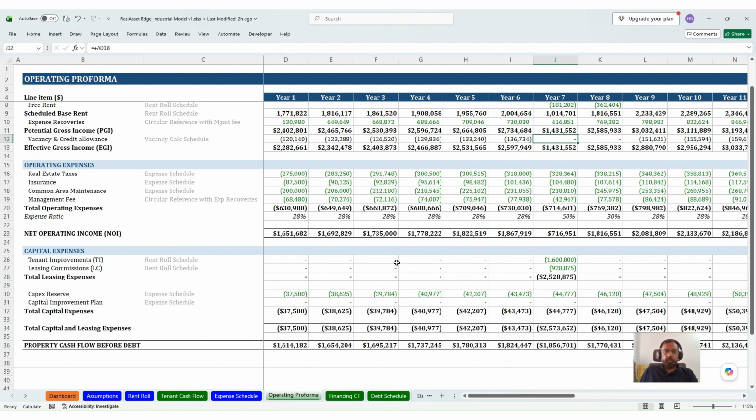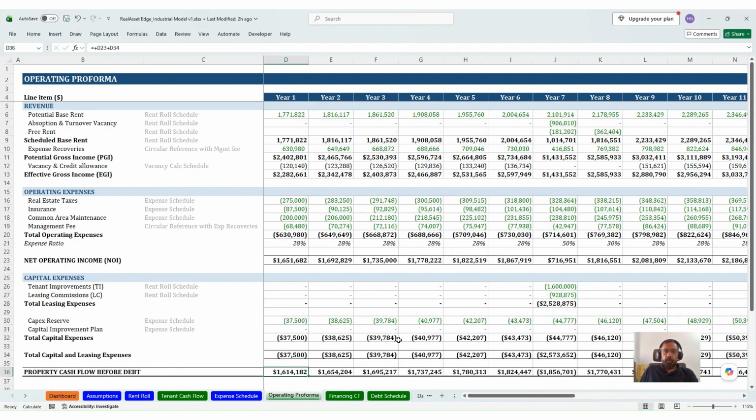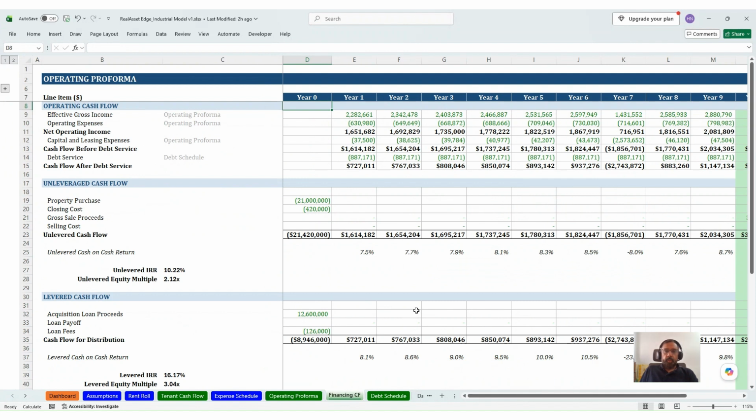Moving ahead, you'll see that all the tenant improvement allowance and leasing commissions were rolled up from the rent roll section, and the capital expense and the capital reserve were rolled up from the expense schedule to get the property level cash flow before debt. This schedule is at the property level and is therefore created for all the 11 years. The next schedule is the financing cash flow, which summarizes the property operations on the top and then also layers in the debt service required for the property to calculate cash flow after debt service.